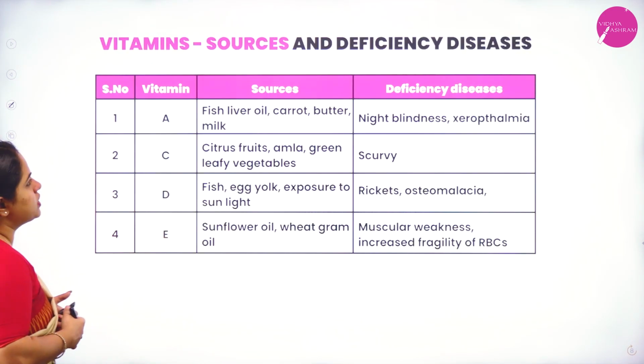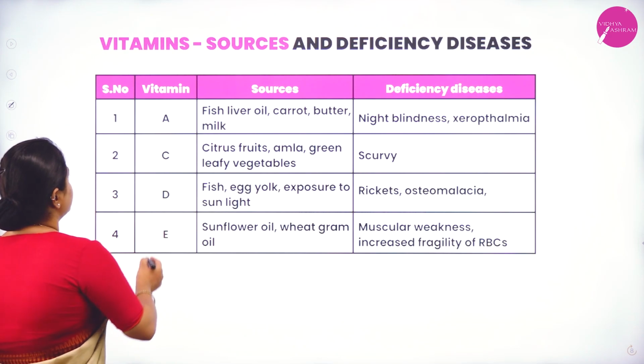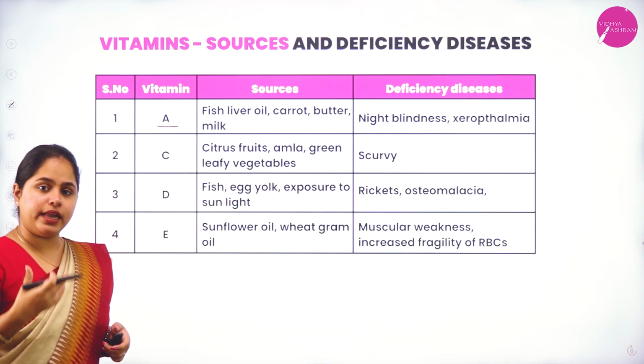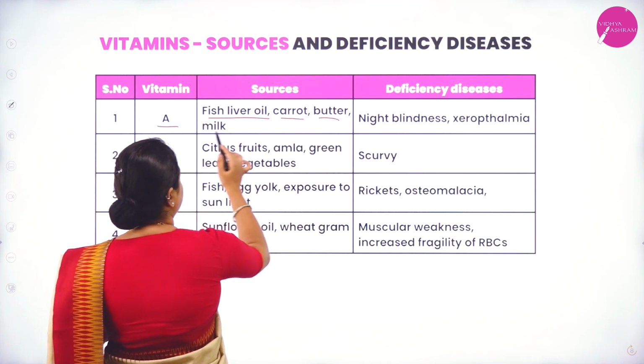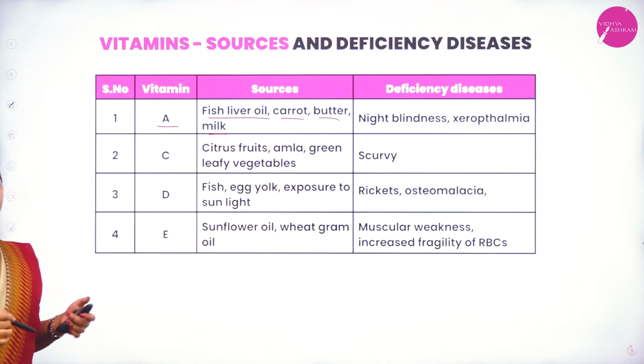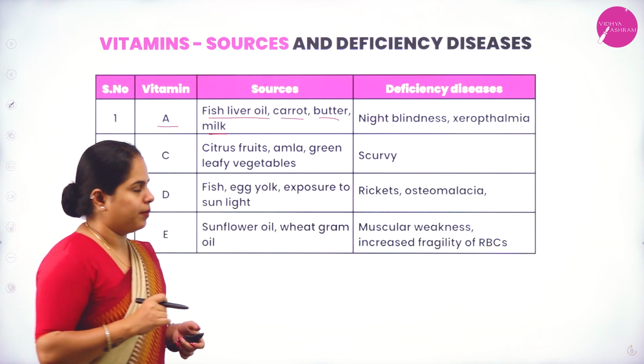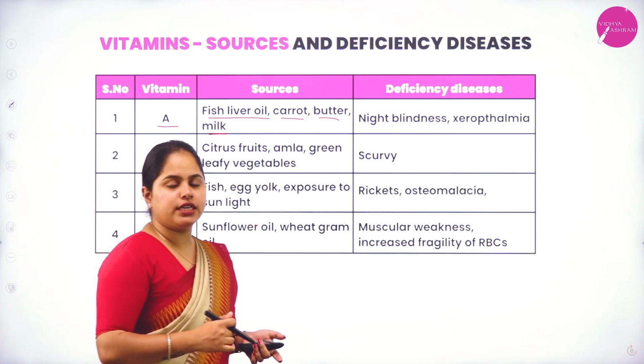Now, vitamin sources and their deficiency diseases, let's see. So vitamin A, from where can you obtain vitamin A? It can be obtained from fish liver oil, carrots, butter, milk, etc. Okay, carrots are a very good source of vitamin A, right? So now moving on to the deficiency diseases.